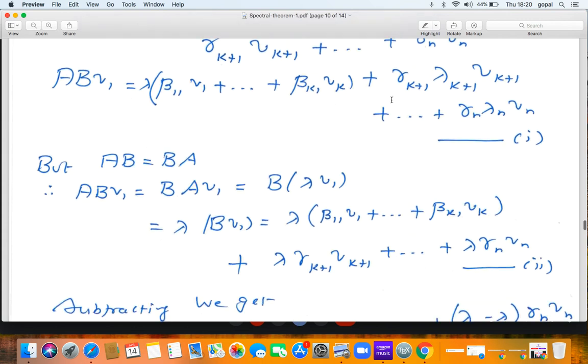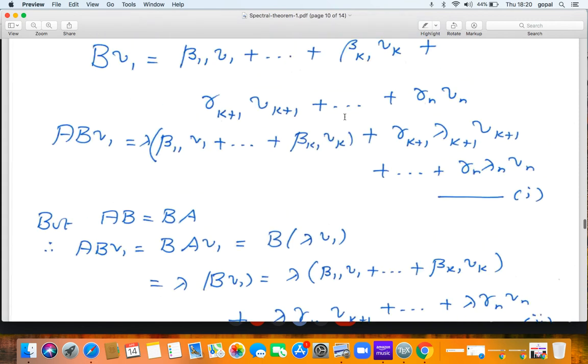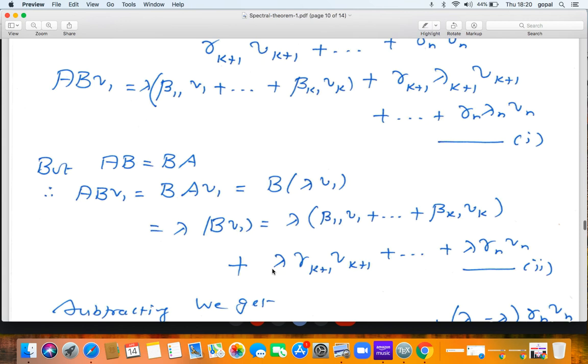Now let us compare equation 1 and equation 2. Here the difference is that when I applied A to BV1, and the A falls on Vk plus 1, I got lambda k plus 1 Vk plus 1. Here, I got lambda gamma k plus 1 vk plus 1. So there's a difference. But the first k of them are the same: the parenthesis here times lambda, the same parenthesis times lambda. Now subtract, what do we get?